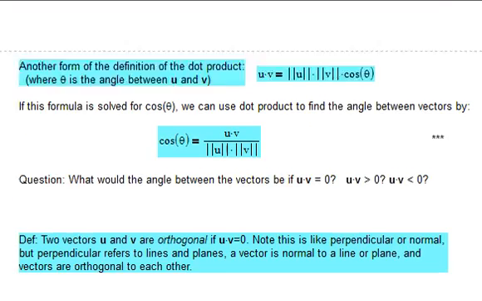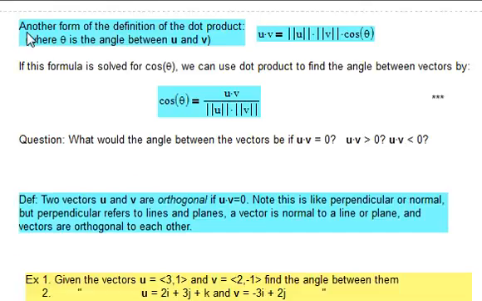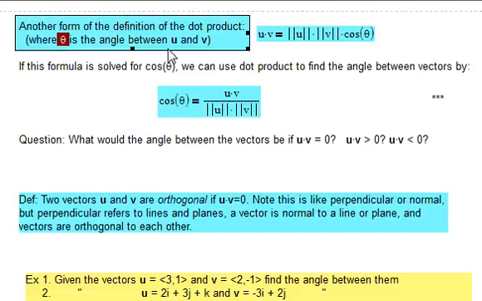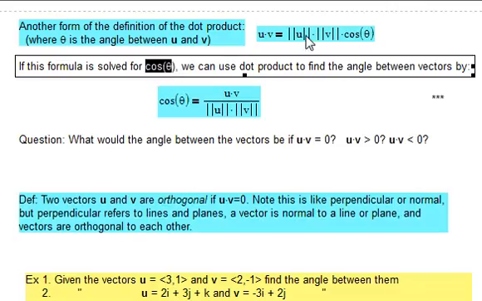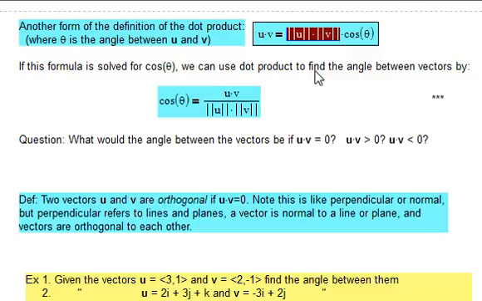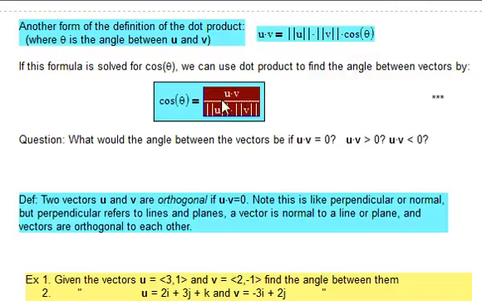Okay, here's another form for the definition of dot product, where theta is the angle between u and v. Then u dot v is the length of u times the length of v times the cosine of the angle between them. This formula can be solved for cosine theta, so just divide both sides by these two lengths. So then cosine of theta is u dot v over the length of u times the length of v.